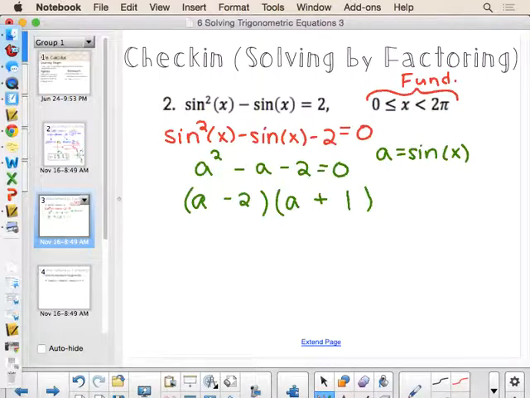But let's remember that we're really using sine of x. And so what we're going to do is we're going to set each of our factors equal to 0. So a minus 2 equals 0.